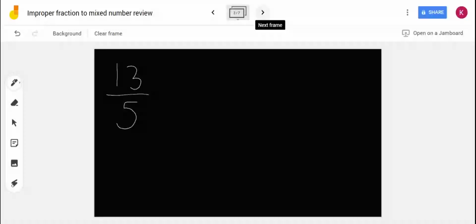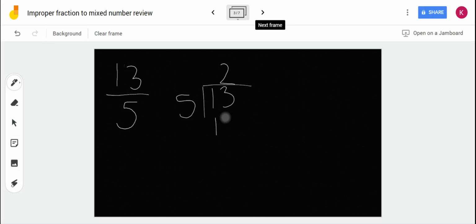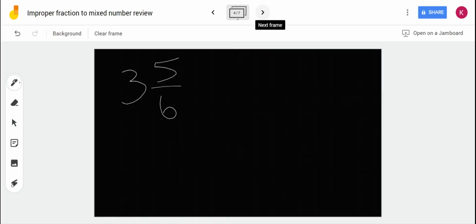13 over 5. I know this is improper because, again, my numerator is larger than my denominator. So to fix this, I'm going to take that numerator and divide it by my denominator. Here I know that 5 goes into 13 2 whole times because that's as close to 13 as I can get without going over. 5 times 2 is 10. Subtract and get 3. So now 2 is my whole number. My 3 becomes my numerator, and my denominator stays 5. 2 and 3/5 is the answer to that one.